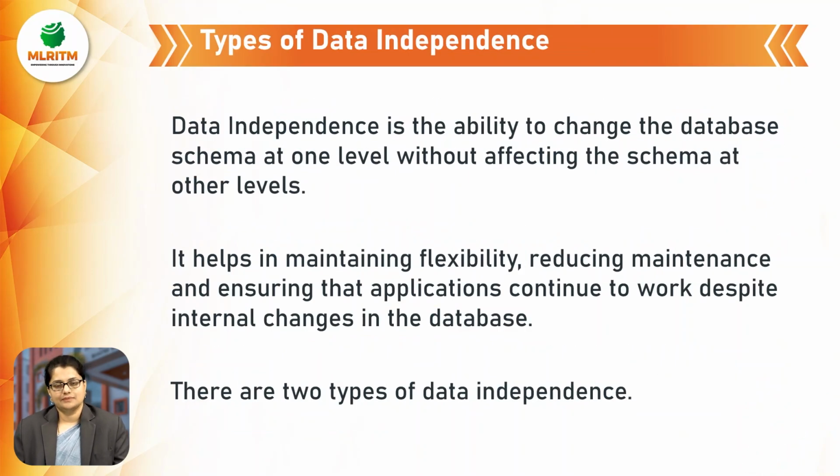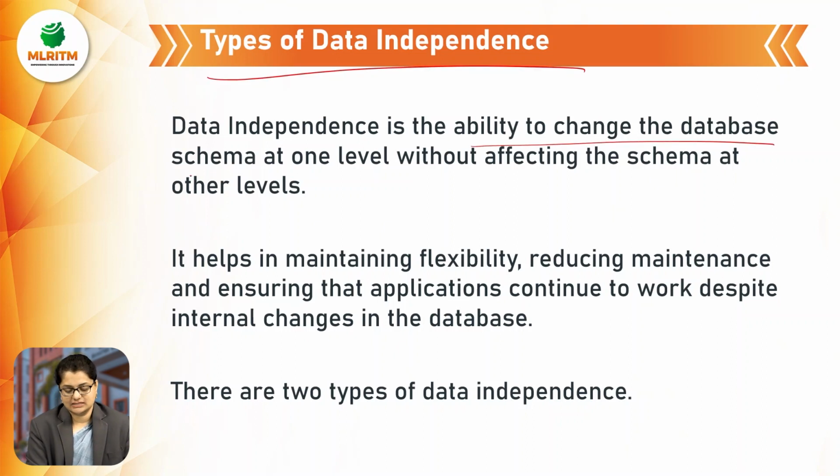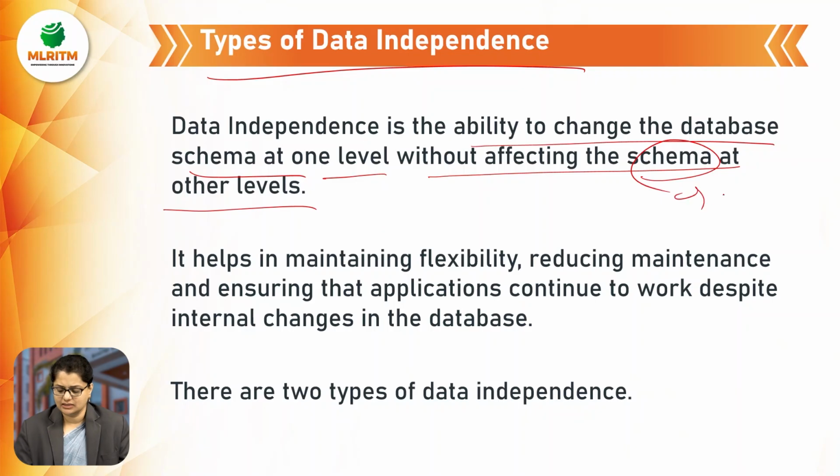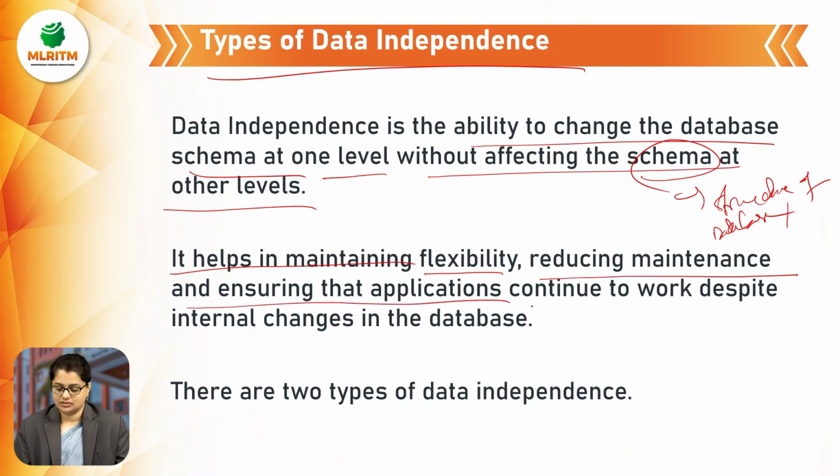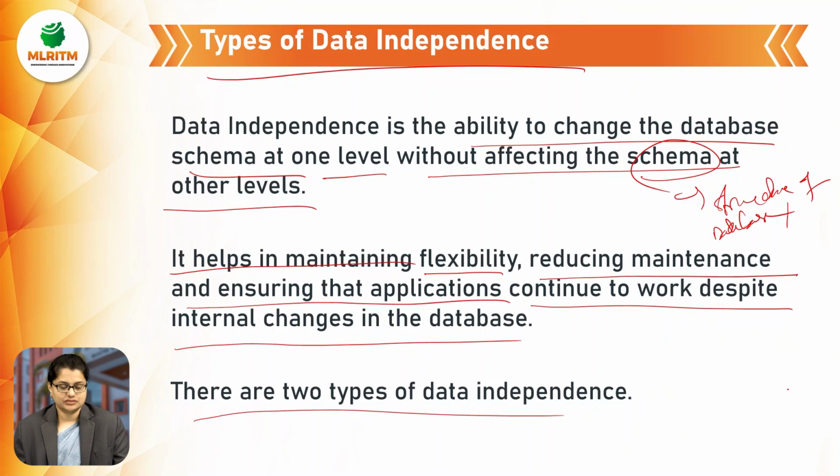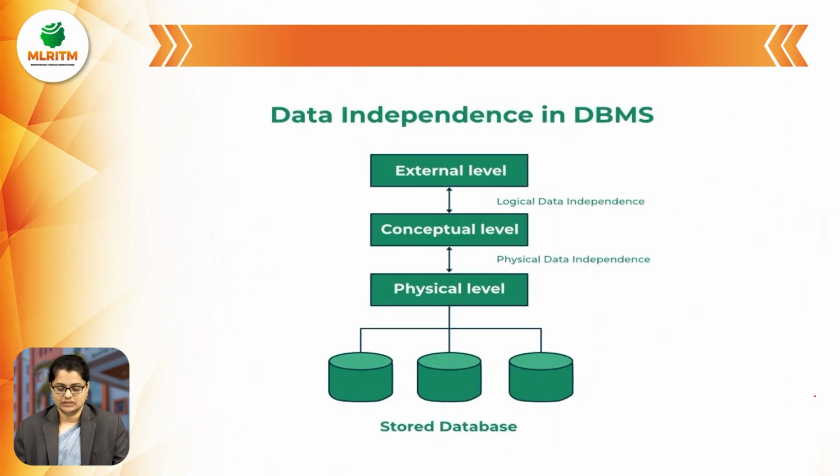Now, what are the types of data independence? Data independence is the ability to change the database schema at one level without affecting the other level. The schema is nothing but the structure of the database. It helps in maintaining flexibility, reducing maintenance, and ensuring applications continue to work despite internal changes in the databases. There are two types of data independence: physical level data independence, and second, logical level data independence.